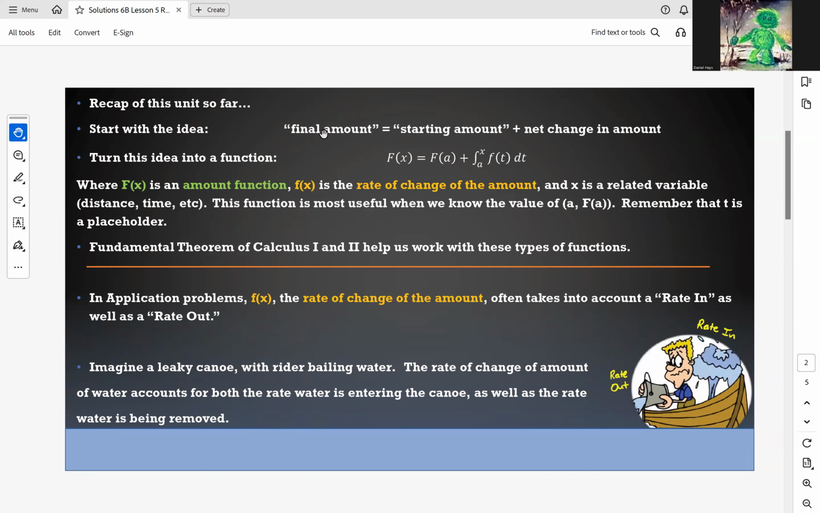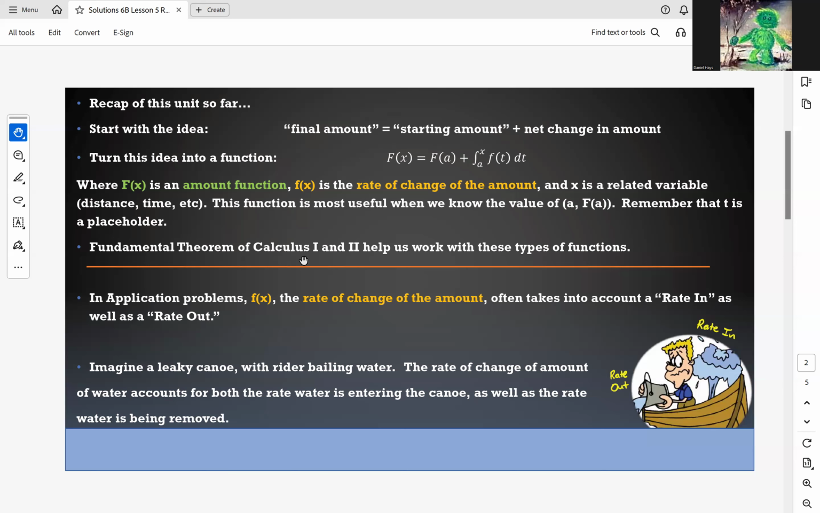We have this idea that the final amount of something you're measuring is equal to a starting amount plus net change. Over the course of the first couple lessons, we converted that idea into a function. Here we see a capital F of X that allows us to plug in any X value we want and find an amount at that time, location, whatever it is that X represents. And we see to do that, we need some initial starting amounts. Here it's the A, comma, capital F of A that serves as the initial amount.